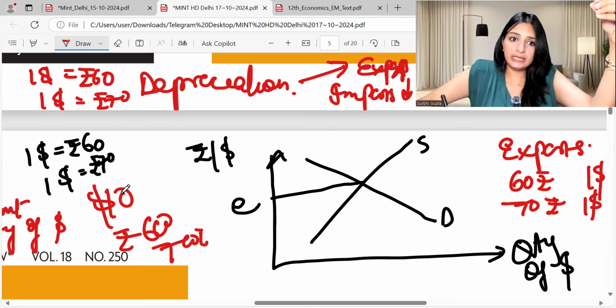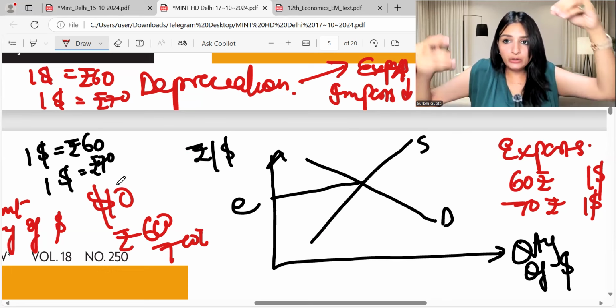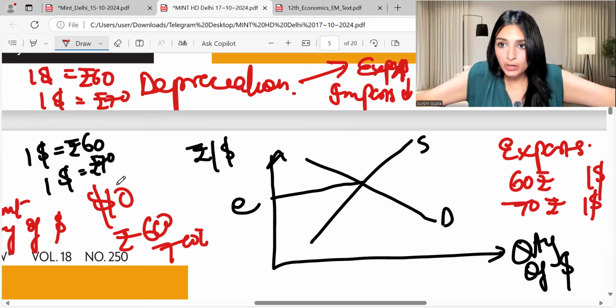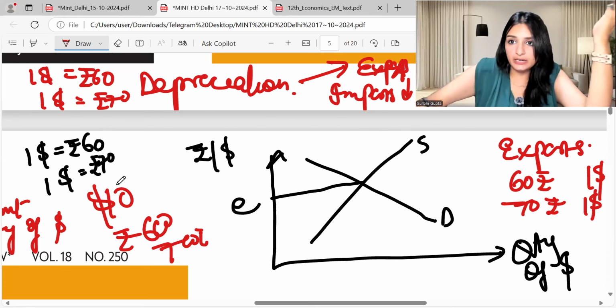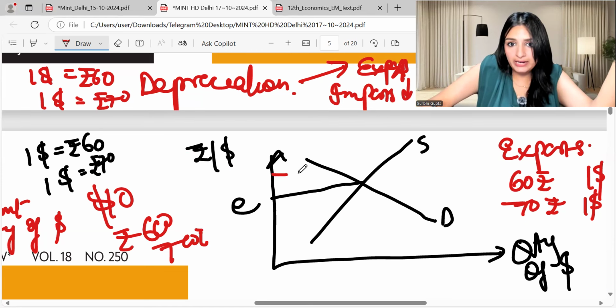Why do imports decrease? Because to import something, you have to pay for it. So earlier you were paying 60 rupees, now you're paying 70 rupees for the same thing. So importers get discouraged. So maybe the government has this policy of encouraging exports. Government wants to encourage exports.